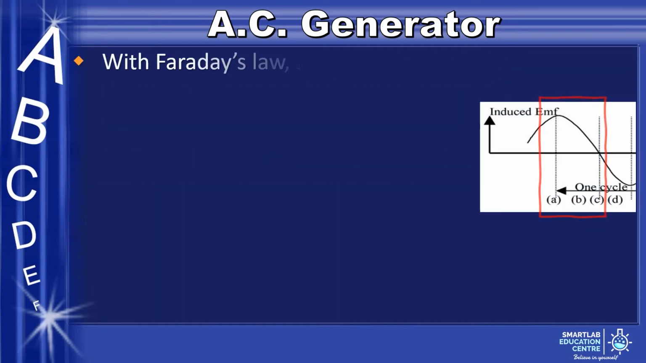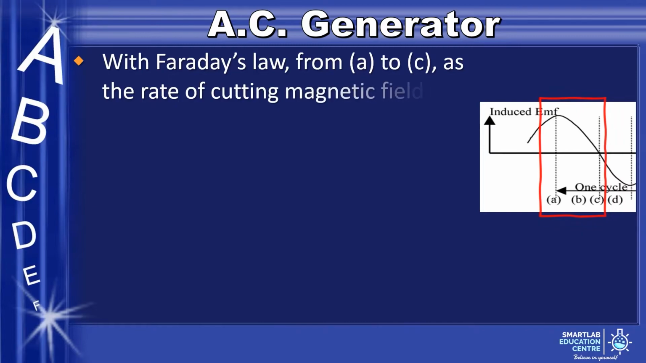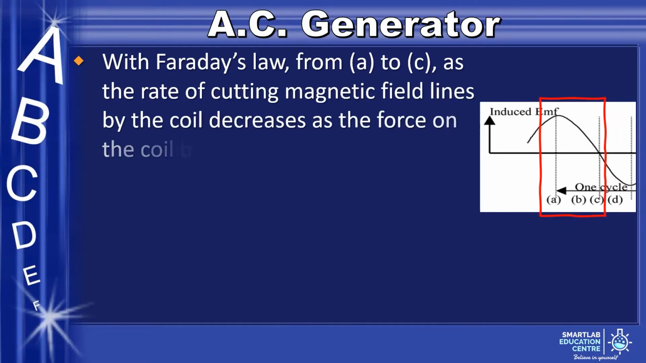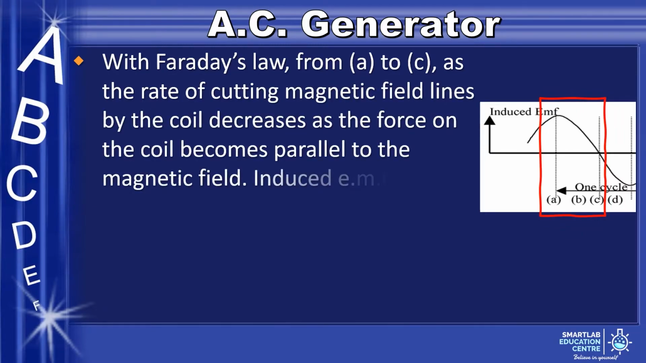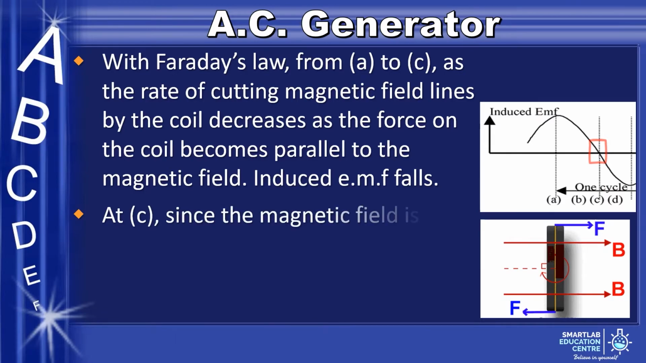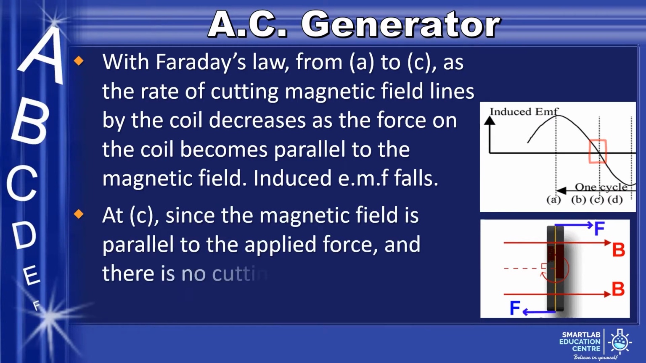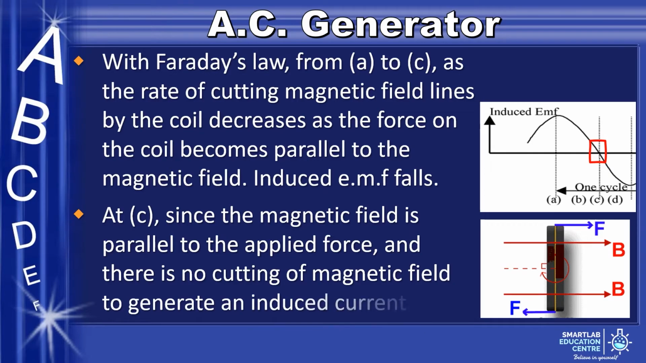With Faraday's law, from A to C, the rate of cutting magnetic field lines by the coil decreases as the force on the coil becomes parallel to the magnetic field. Induced EMF falls. At C, since the magnetic field is parallel to the applied force, there is no cutting of magnetic field to generate an induced current.